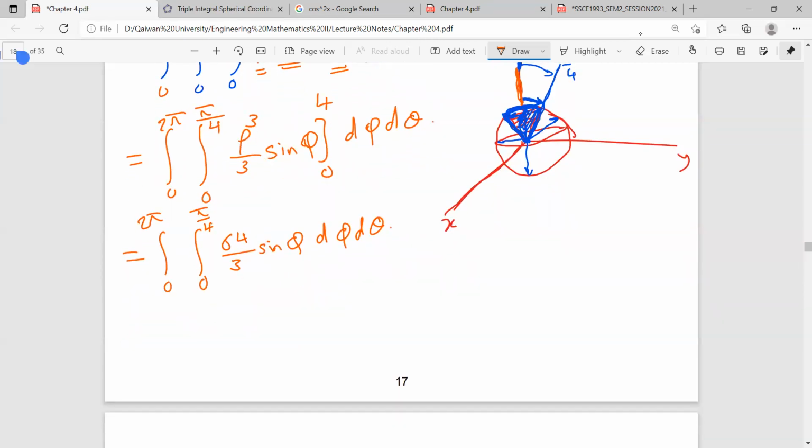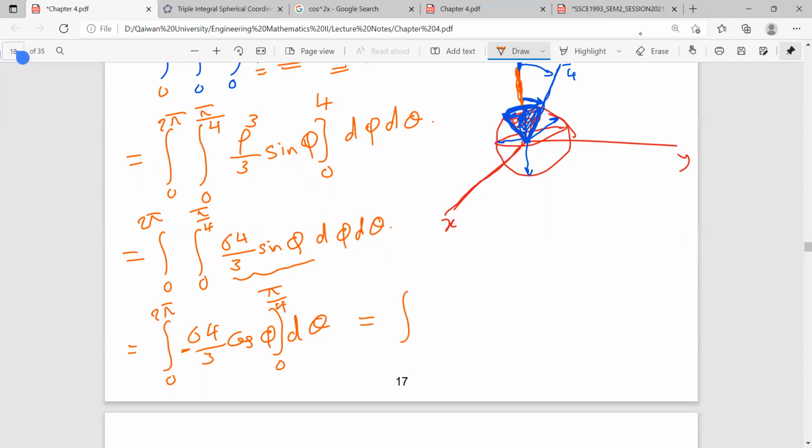Now we take the integration with respect to phi. The integration of sine is minus cosine. It becomes the integration from 0 to 2 pi of minus 64 over 3 cosine phi d theta, with a negative sign also, because the integration of sine is minus cosine. Here we have the lower and upper limits for phi, which is from 0 to pi over 4.